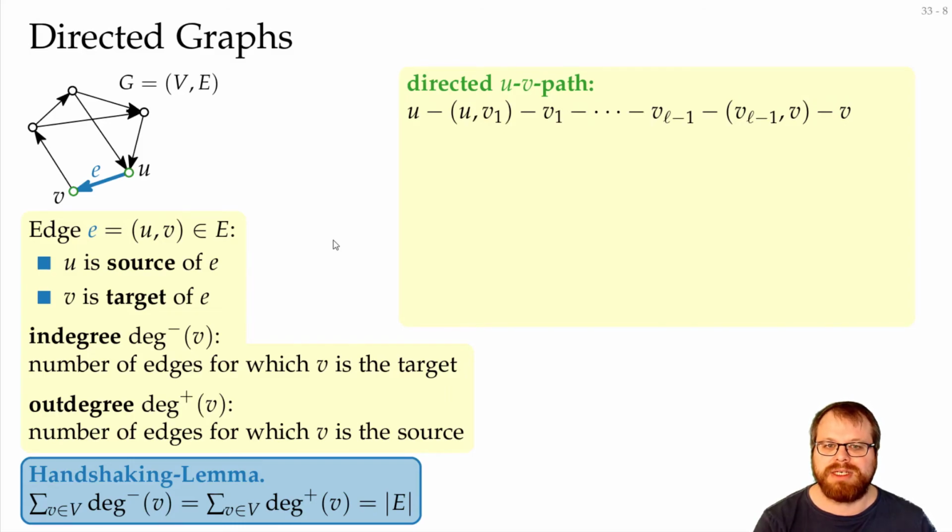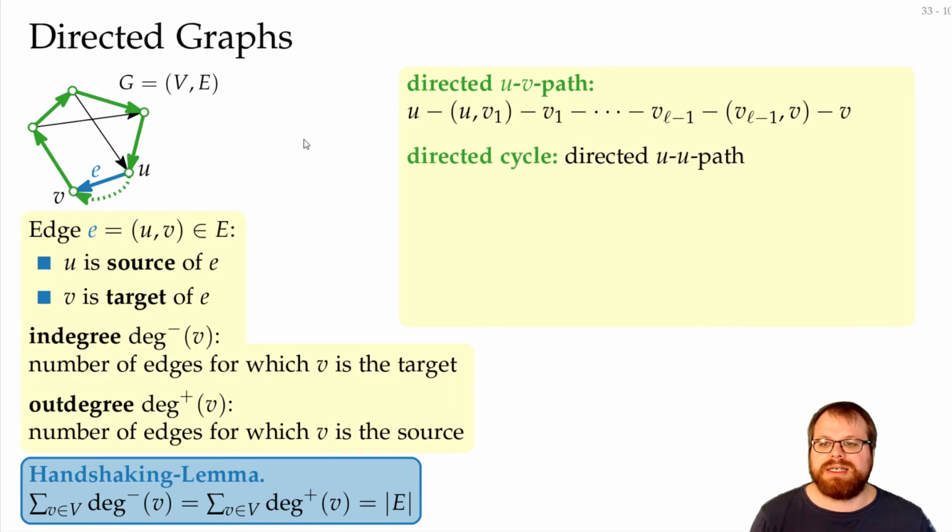Instead of just having paths, we can also say that our path has to be directed. So now we can only follow edges in their direction. So this would be a directed VU path, but the blue edge does not give us one because it's in the wrong direction. Also, we can have directed cycles, where also the direction has to be fine. So the green one here is a directed cycle, but if we look at this cycle here, this is a cycle in the undirected graph, but here we cannot complete it, because if we follow the green edge and then the green edge, we cannot take the black edge back because it goes in the wrong direction.